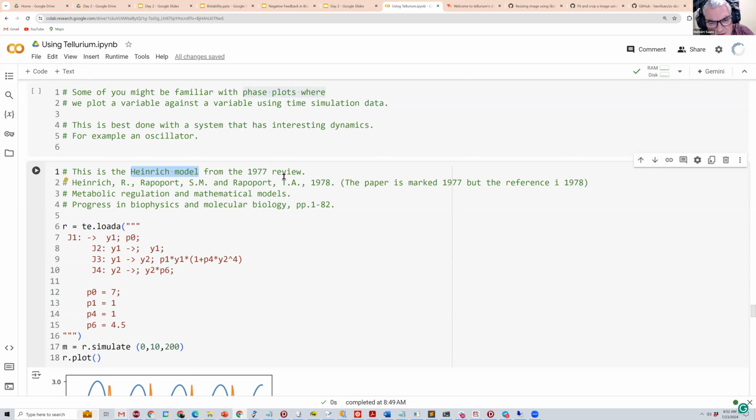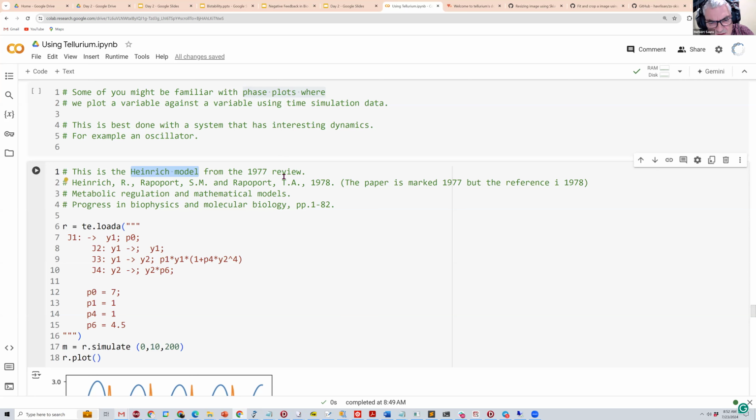So think of that as a rate constant. I just call it p0. This is from another exercise I do with my students, so that's why the symbols are different. But that's really a rate constant. And it's coming in at a constant rate, right? There's nothing that can stop it. And the constant rate is 7. So Y1 is being made at a constant rate of 7.